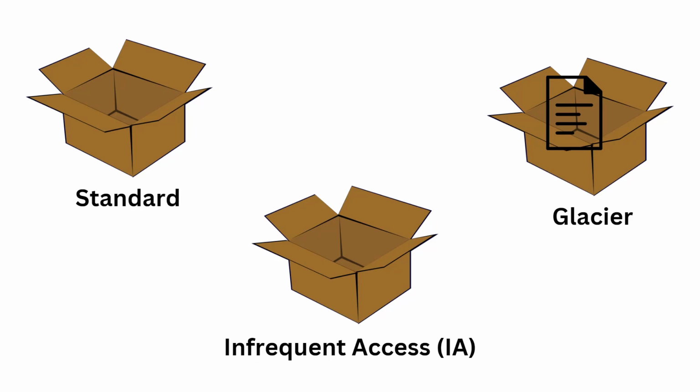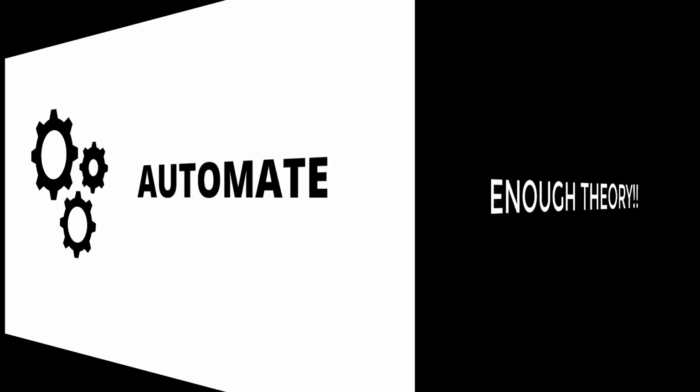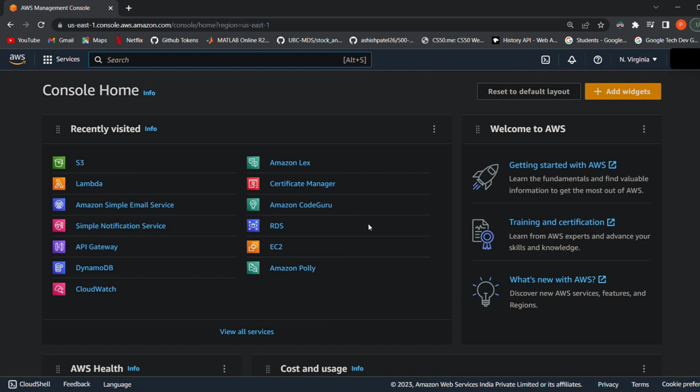This is where object lifecycles come into picture. This process of moving files to different storage classes can be automated using lifecycles. You can set the time period as per your usage needs and keep your S3 storage cost as low as possible. Enough theory. Now let's do some hands-on and create a lifecycle policy for our bucket.